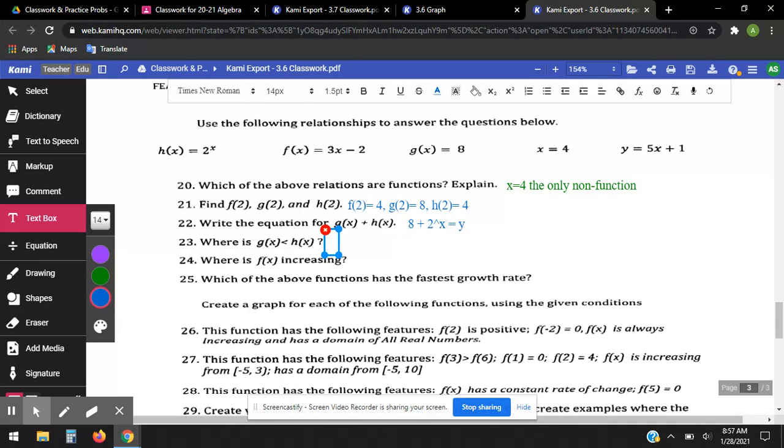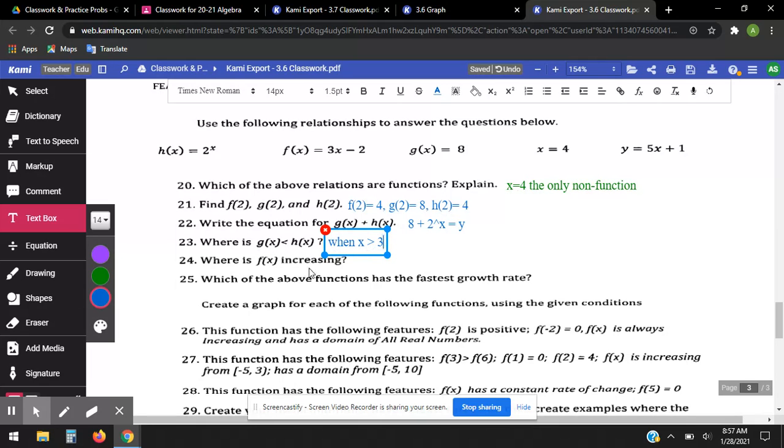So I'm going to go ahead and put in here when x is greater than 3. Now, if it's equal to 3, they're the same. So this one, notice it says when is it greater than that one. So we have to say when it's greater than 3.